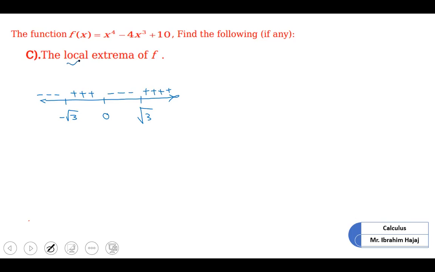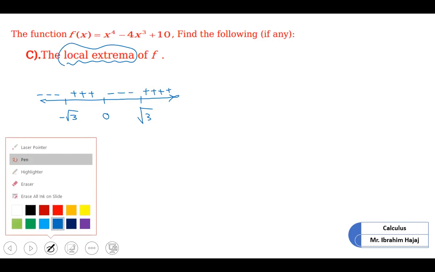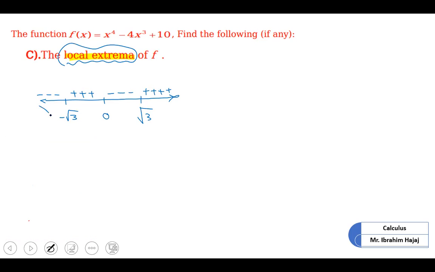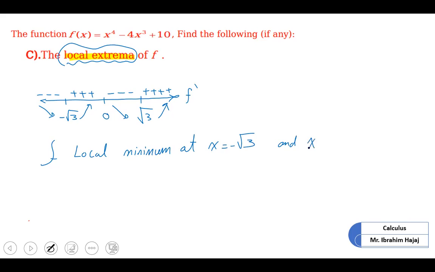And you can use it here for finding the local extrema. The local what? The local extrema. So, since here the function is decreasing and then increasing and then decreasing and then increasing, you will note that if f prime changes its sign from negative to positive, it has a local minimum at x equals negative radical 3, and also it has a local minimum at x equals positive radical 3.